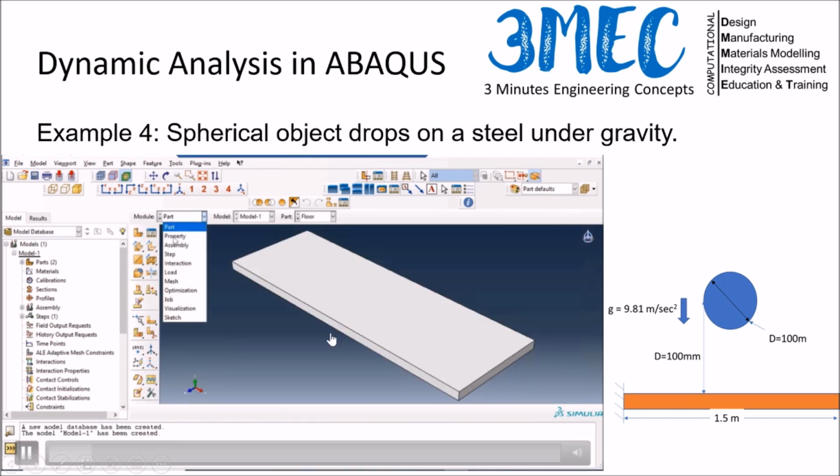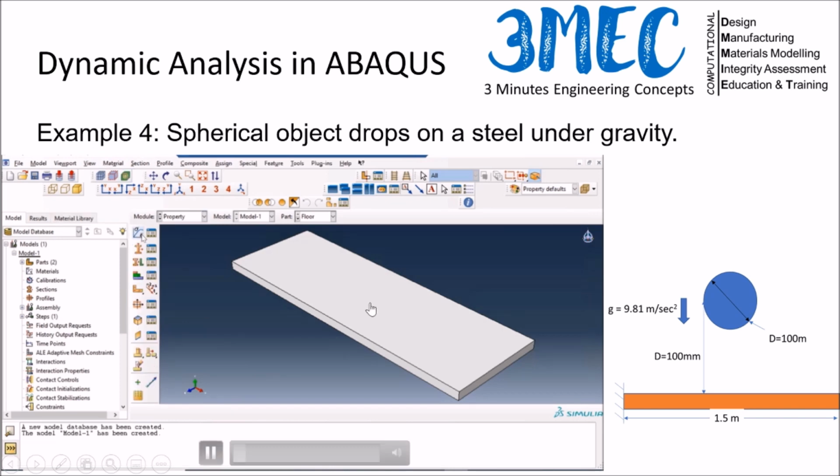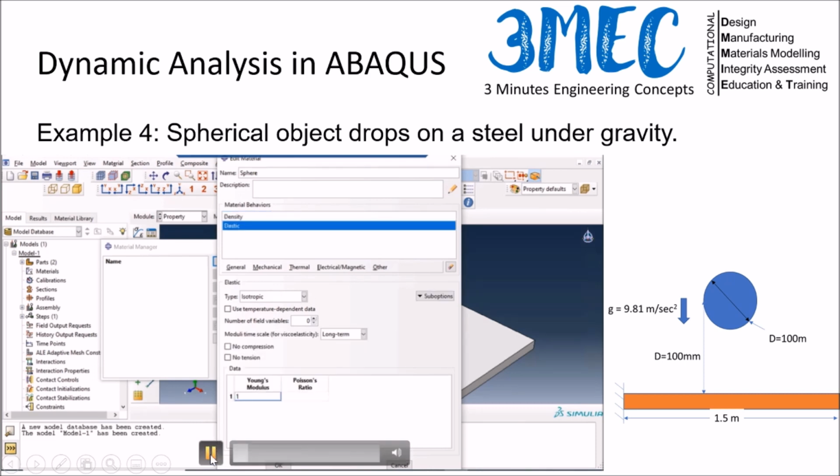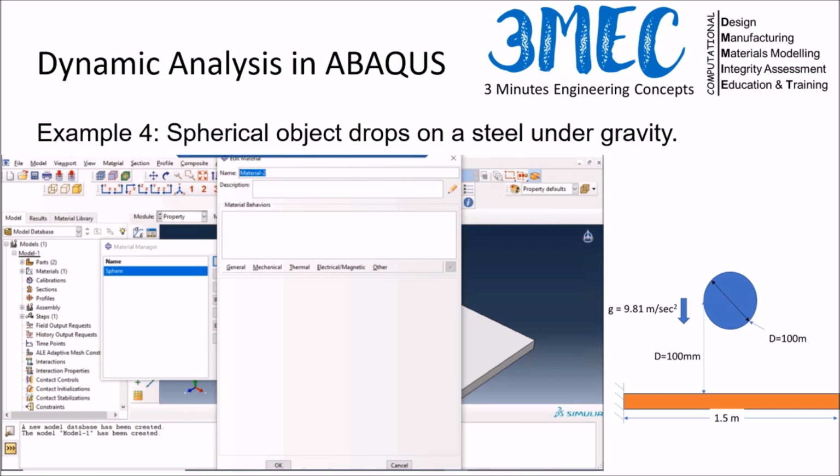And now I will create a ball and wall assembly. First I will define the material properties, and again as before I have to define the density and the elastic properties for both the ball and the floor itself. Now I'm defining the elastic properties of the sphere. I will do the same for the floor now, which I am assuming to be made of steel.